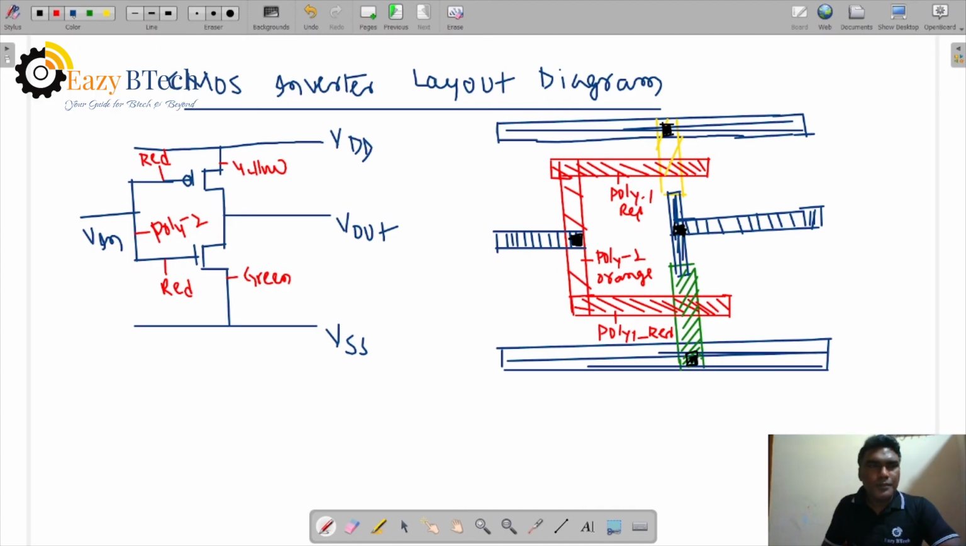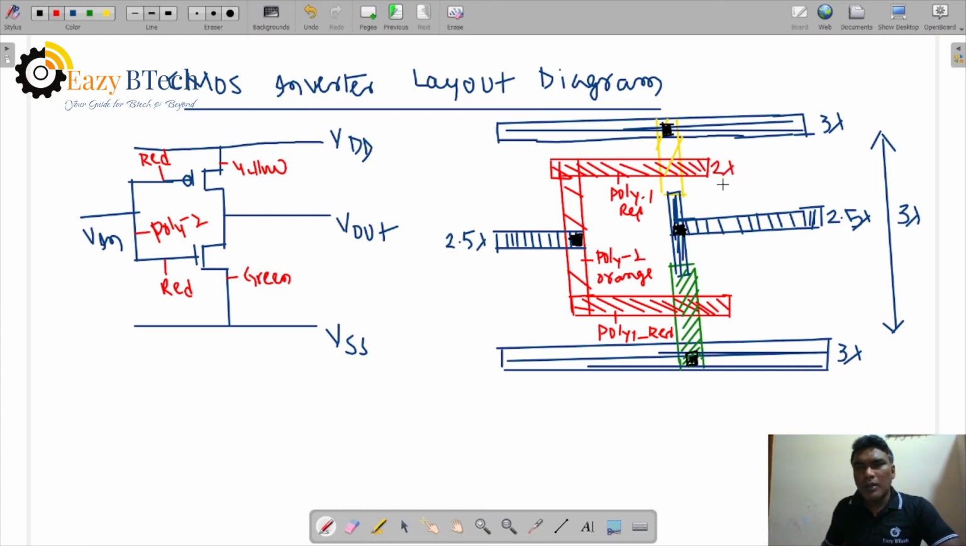Right. So metal 1 is blue. How much is it? 2.5 lambda into 2.5 lambda. If you mention 2.5 lambda here, it means 2.5 lambda into 2.5 lambda. So this is 3 lambda, 3 lambda into 3 lambda. Separation is also 3 lambda. So minimum separation from here to here is 3 lambda, right? And poly 1 is 2 lambda. This is also 2 lambda. Poly 2 is also 2 lambda.